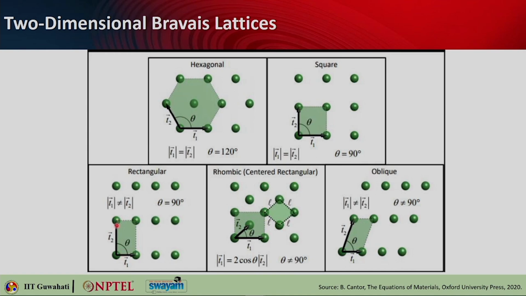In rectangular, you have to understand that the two lattice vectors are no longer equal. This will be longer and this will be shorter, but the angle between them has to be 90 degrees. There can be other shapes like rhombic or centered rectangular, like this. It is a rectangle with one point at the center. In that case, this is how the two lattice vectors are related, and here also the angle is not 90 degrees. You can also have oblique, like this, where modulus of T1 is not equal to T2. That means the two lattice vectors are not equal to each other and their angle is also not 90 degrees.